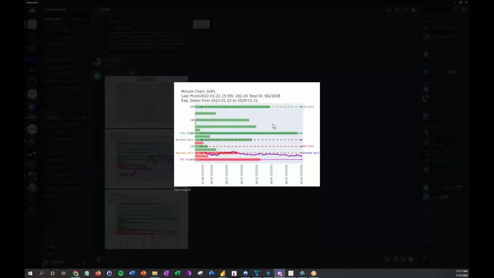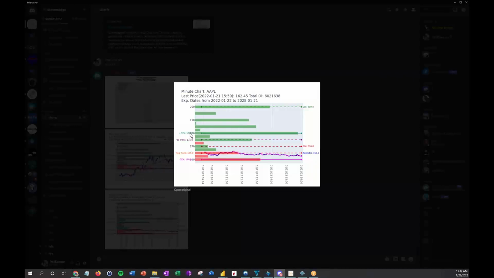The final chart that we have in the sequence, excuse me, is the minute chart. This is very useful during the day. I use this all the time to get an understanding of how price is bouncing against various levels. Why this is important is that we often find support and resistance at these different levels. When we have a big bar of gamma, whether it's positive or negative, we tend to see that act as support or resistance.